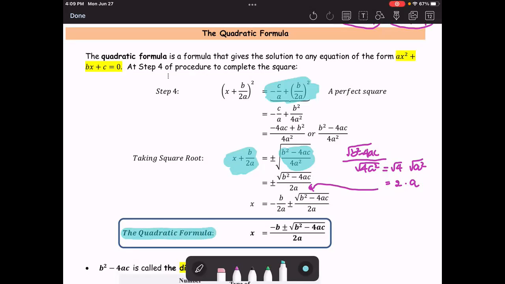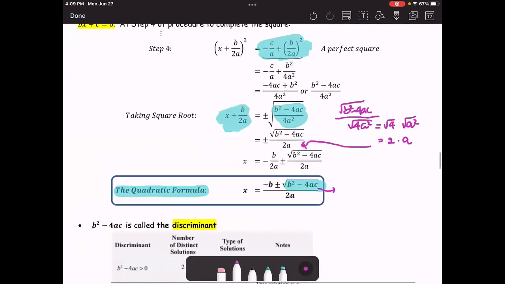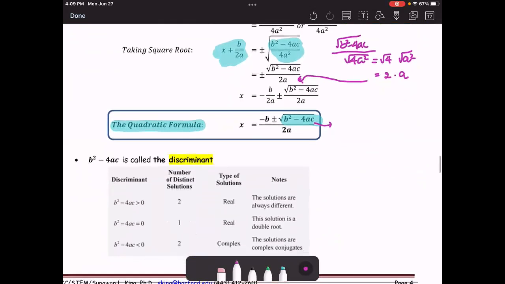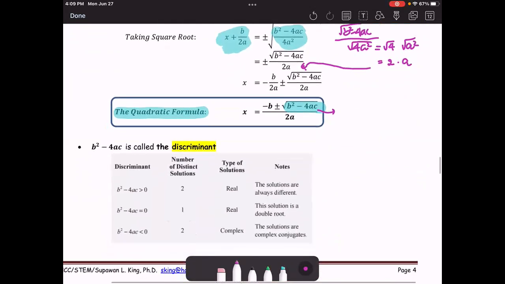divided by 2a. The value b squared minus 4ac is the radicand under the square root. By restriction of the square root, it has to be a non-negative number to come up with a real solution. So the b squared minus 4ac expression is called the discriminant, which determines what type of root you're going to get for your equation.